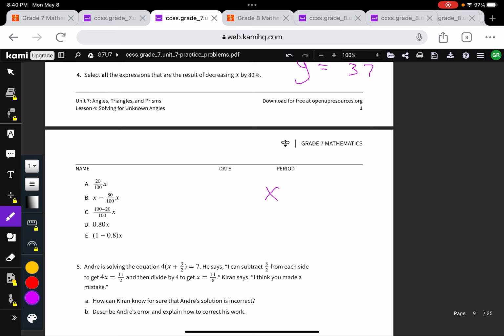Select all the expressions that are the result of decreasing x by 80%. So we got x. We're going to decrease x by 80%, meaning 80% of x. So x minus 80% of x. By the way, 80% as a decimal is 0.80 or 0.8x. And if I had x in my hand and I got rid of 0.8 of it, that's going to leave 0.2x or 0.20x, if you will.